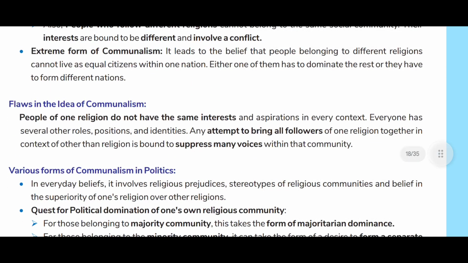Extreme form of communalism. It leads to the belief that people belonging to different religions cannot live as equal citizens within one nation. Either one of them has to dominate the rest or they have to form different nations.